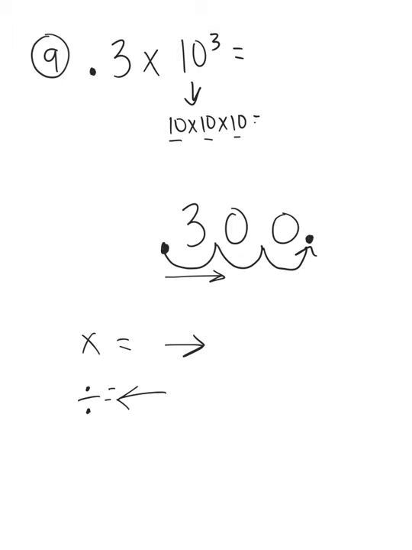Okay, so now that my decimal is over here, that means that this 0 is in my ones place, this 0 is in my tens place, and that 3 is in my hundreds place. So 3/10 times 10 to the power of 3, or 10 cubed, is the same thing as 300.